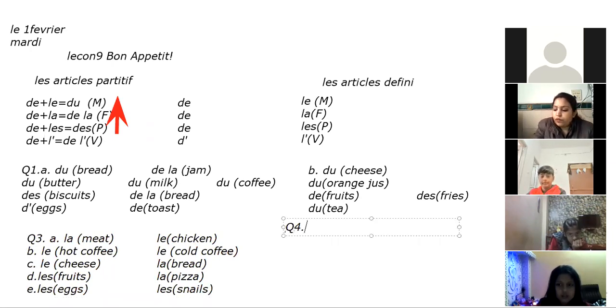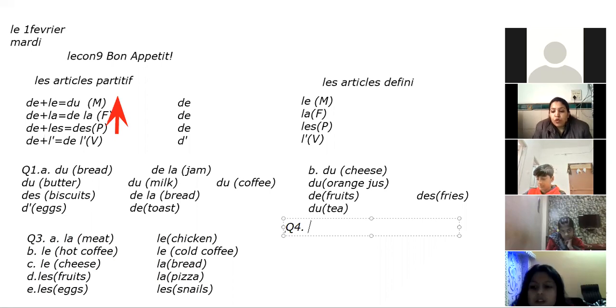See to it in question number 4 where you will be filling partitive article and where you will be filling definite article. We use the partitive article when the quantity is unknown and unprecise, and we use the definite article when the quantity is precise. A few verbs we are using: aimer, détester, adorer and préférer. 4 verbs we are using.